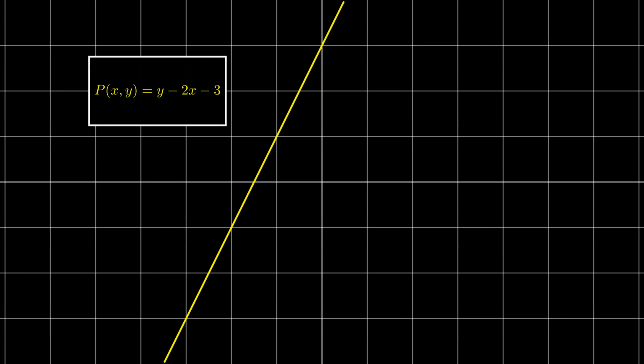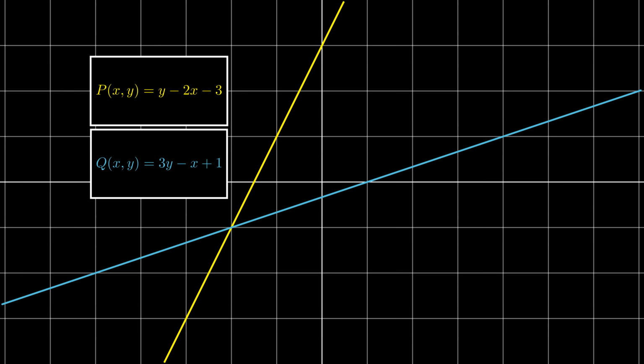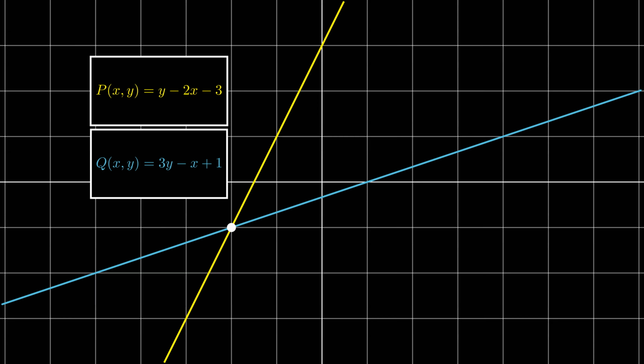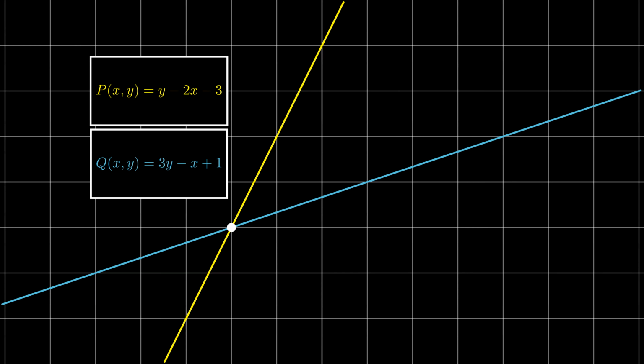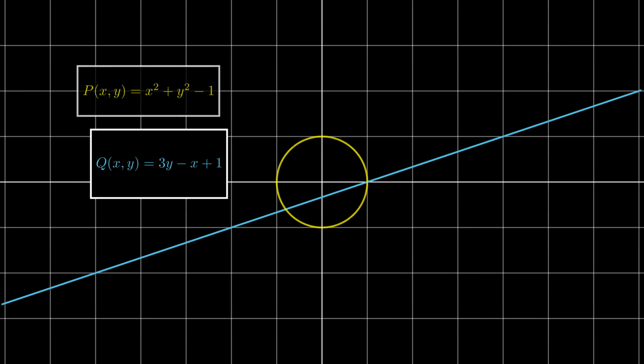An interesting question about curves is to count the number of intersections. For example, take two lines, y minus 2x minus 3 and 3y minus x plus 1, which are of degree 1. They intersect at one point. In place of a line, put a circle, which is of degree 2. They intersect at 2 points. It may be less than that, but 2 intersections are the most we can get.